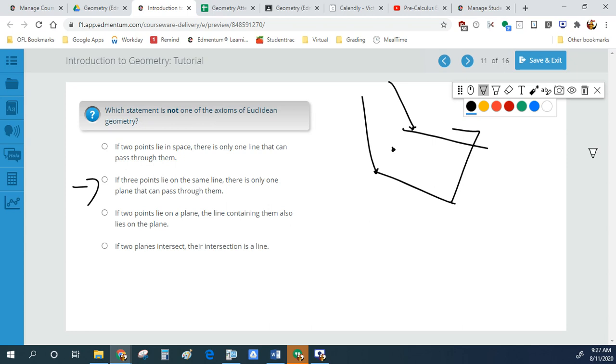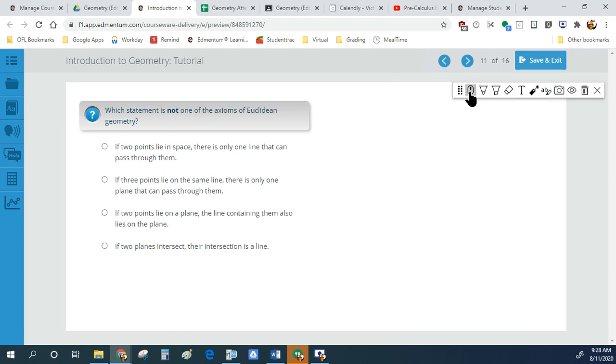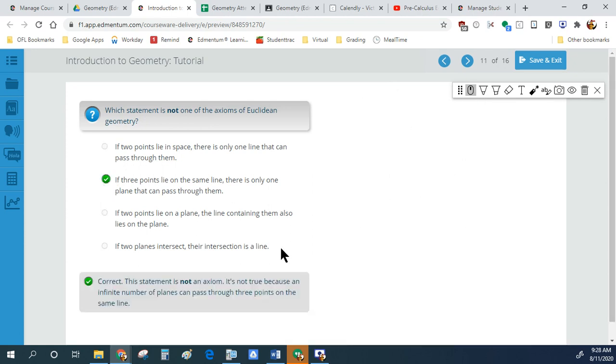2 points on a line make a plane, also contain the points on. We went over that. If you have a line, obviously it's on the same sheet of paper. If 2 points intersect, it makes a line. That was one of the last ones we did. So the only one that doesn't sound like it's one of Euclid's axioms has to be this one.